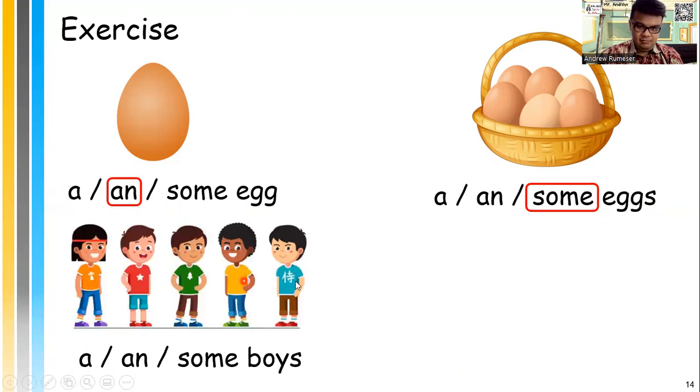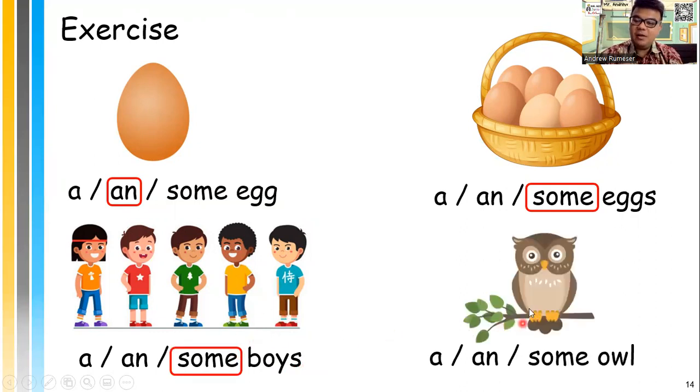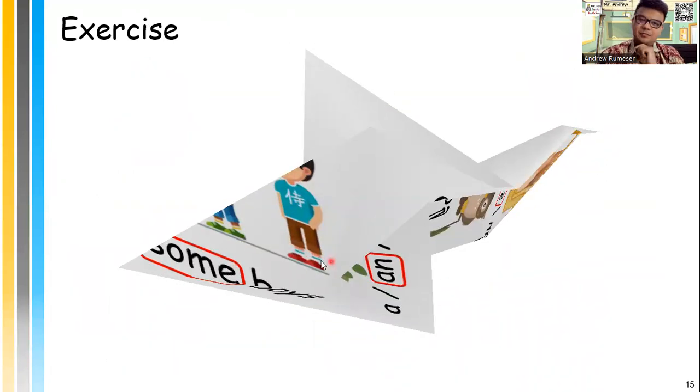So there are more than one boys here, and we don't count how many. So how do we say this? A boys, an boys, or some boys? Which one? We say some boys. That's right. What about one owl? What do we say? An owl. That's right, because owl starts with the letter O, which is a vowel. A, E, I, O, U, right?